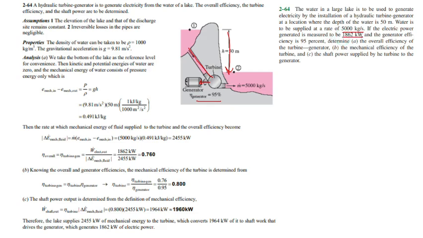If the electric power generated is 1862 kilowatt and the generator efficiency is 95%, you have to determine the overall efficiency of turbine generator, mechanical efficiency of turbine, and the shaft power supplied by the turbine to the generator.